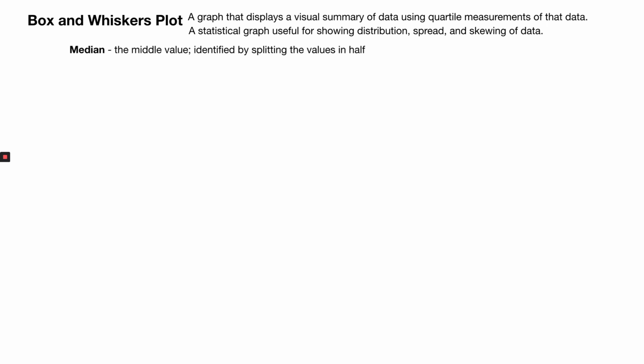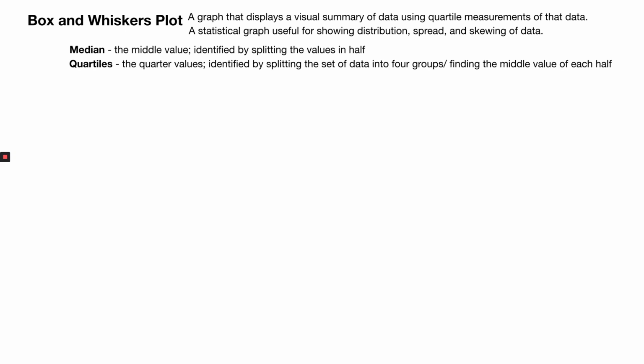Two important terms we want to keep in mind are the median, which is the middle value. You can find that by splitting all the values in half. And then the quartiles, which are the quarter values. You identify those by splitting, instead of into half, into 4 parts.